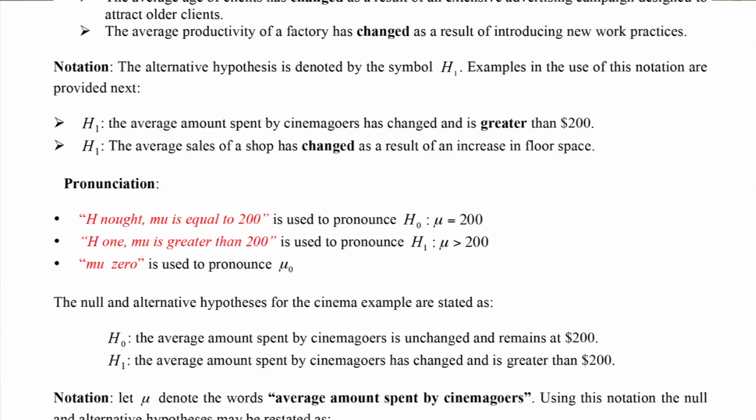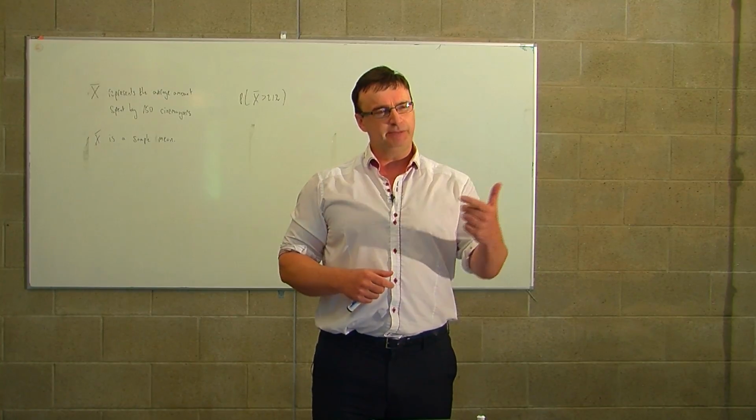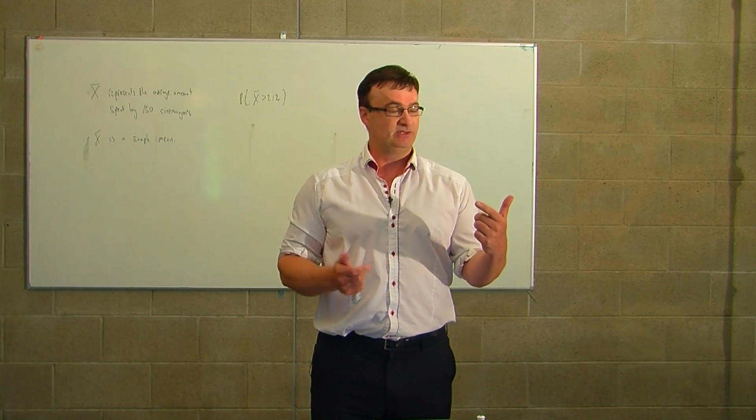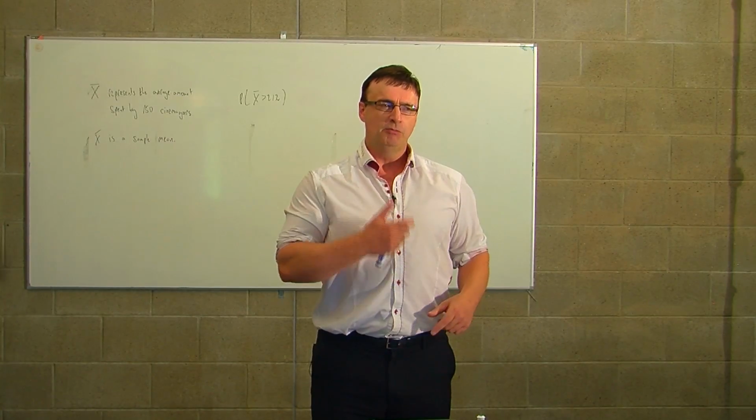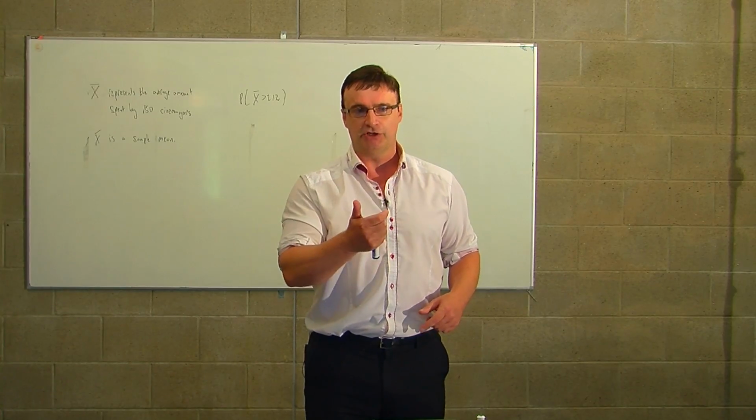Notation. The alternative hypothesis is denoted by the symbol H1. Examples of the use of this notation are provided next. H1. The average amount spent by cinema goers has changed and is greater than $200. Here's another example. H1. The average sales of a shop has changed as a result of an increase in floor space. So we have two statements. One is called the null hypothesis, one is called the alternative hypothesis. The null hypothesis is a rather boring place. Nothing ever happens. It's no change, no difference. But the alternative hypothesis is where the action occurs. A change has occurred, a difference has occurred.